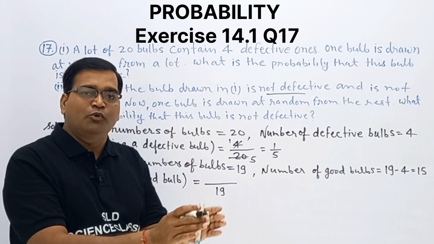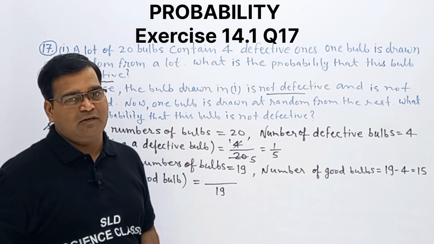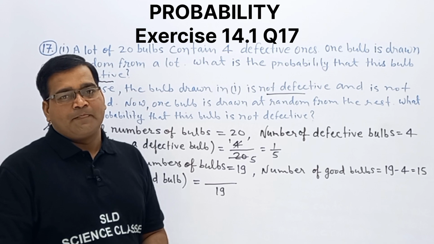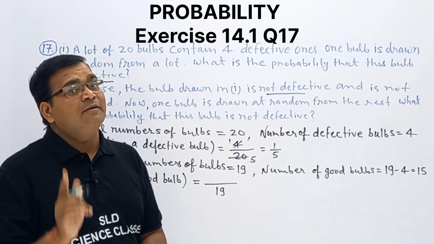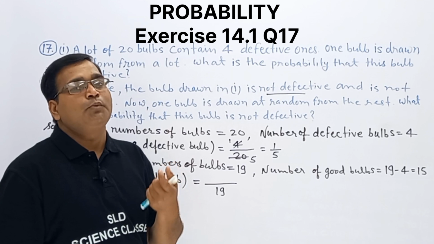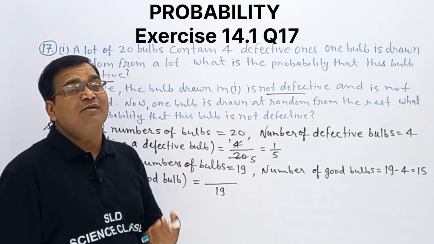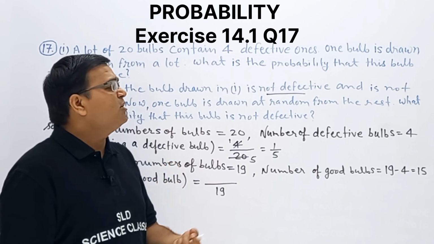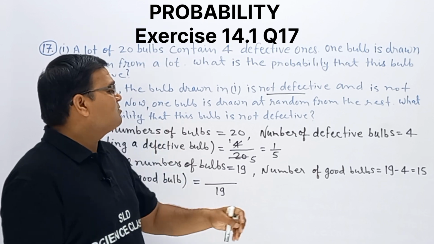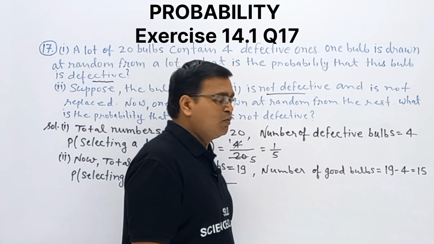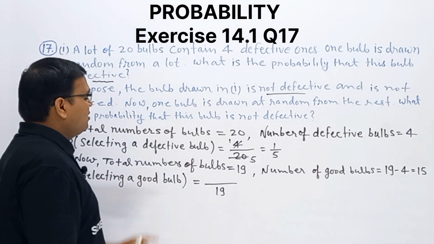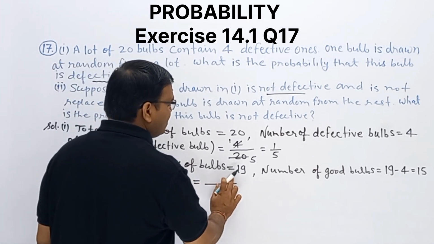Whatever bulb we putting aside, that one is not defective. It means defective bulbs are 4. So what we put aside? Good bulb. It means good bulbs are what? 16 bulbs are good, but out of these one we put aside, then 16 minus 1, 15 bulbs are what? Good ones. Clear? So probability of selecting a good bulb equal to number of favorable outcomes.